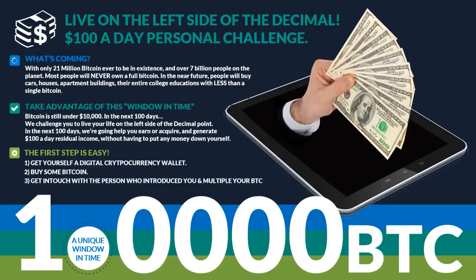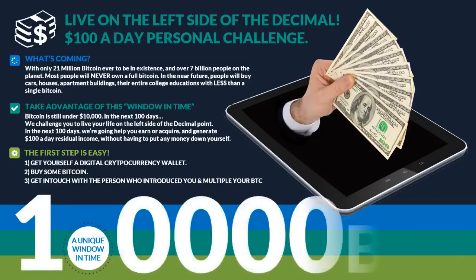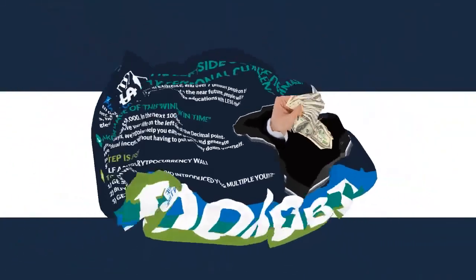We've broken it down to a few easy steps. The first thing that you need to do is get a cryptocurrency wallet. They're free. The person that introduced you to this video can direct you to where you can get a crypto wallet. The next thing is buy some Bitcoin. There's exchanges and there's different ways where you can use your debit card, credit card, or bank account to acquire some Bitcoin. And then get in touch with the person that introduced you to this once you've got some Bitcoin, and we'll show you how to multiply it using some of our companies and strategies to grow this.